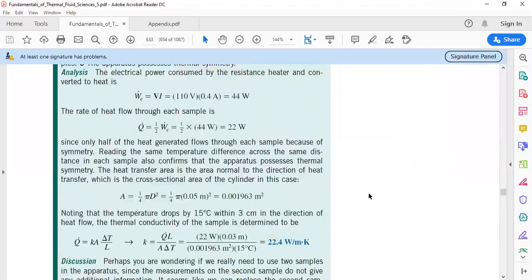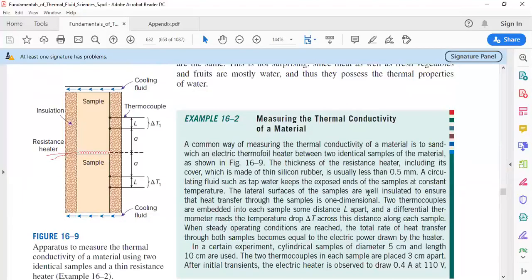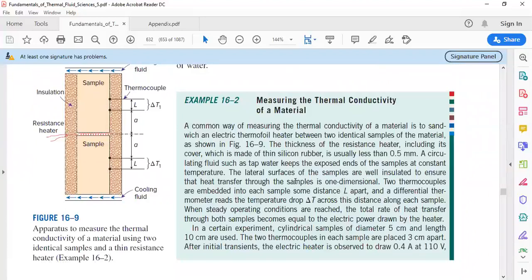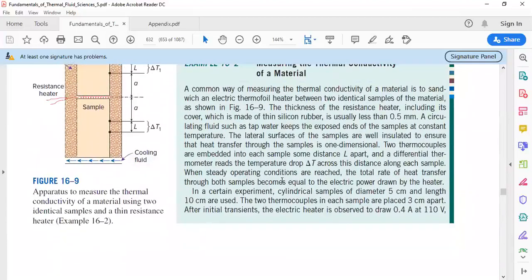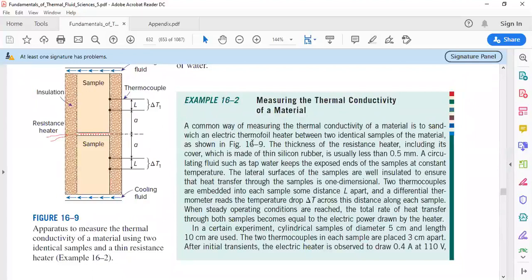This example is to measure the thermal conductivity of a material. A common way to measure the thermal conductivity of a material, which is, by the way, there's one experiment in your thermal fluid sciences lab that's related to measuring the thermal conductivity of a material, but I believe the procedure is a little different from the one here in example 16.2.